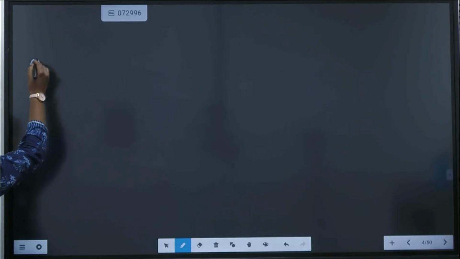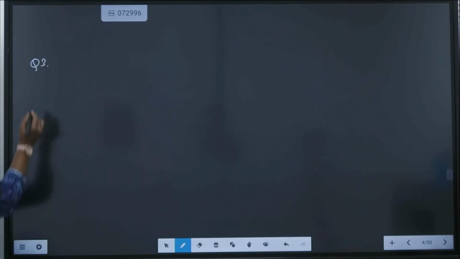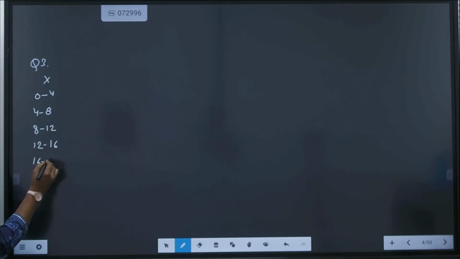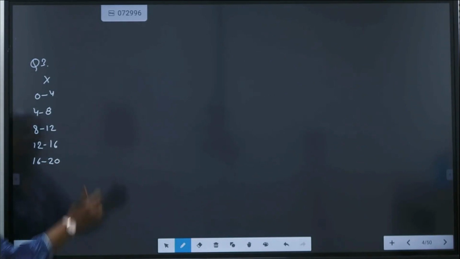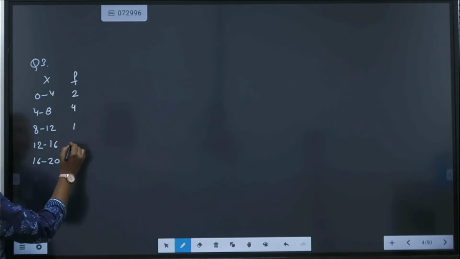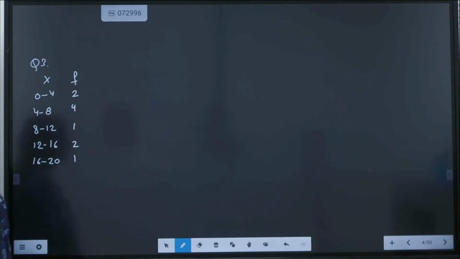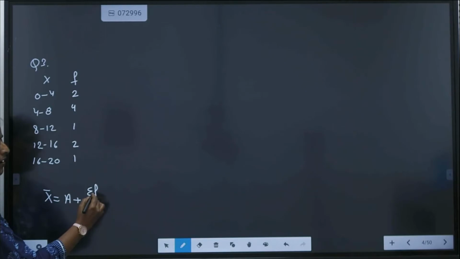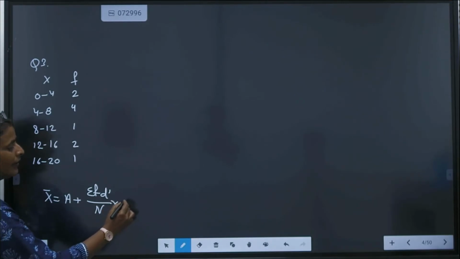Next example, your question three. The x values are 0 to 4, 4 to 8, 8 to 12, 12 to 16, 16 to 20, and frequencies are 2, 4, 1, 2, 1. The formula of step deviation: x bar equals to a plus sigma f d dash upon n into c.